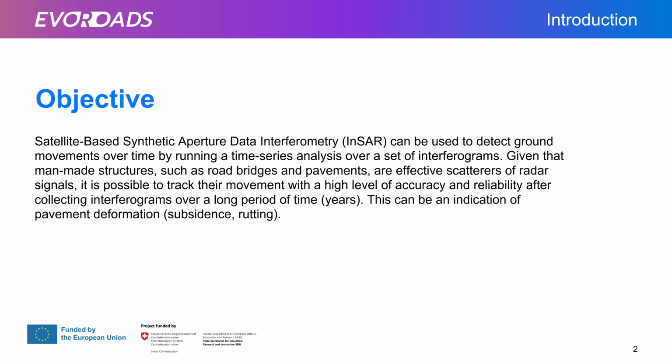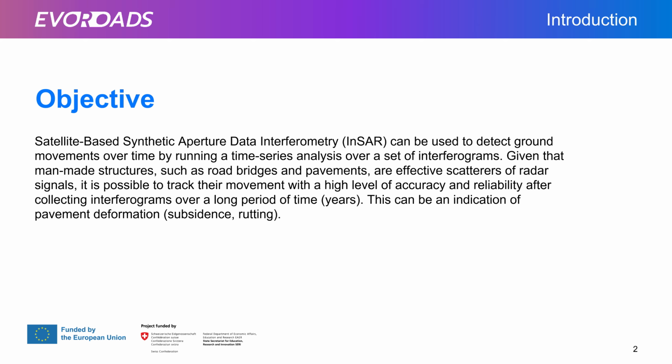The objective of the EvoRoads project satellite-based component is to use synthetic aperture data interferometry to detect ground movements over time by running a time series analysis over a set of interferograms. Given that man-made structures such as road bridges and pavements are effective scatterers of radar signals, it is possible to track their movement with a high level of accuracy and reliability after collecting interferograms over a long period of time. This period of time is in the order of years.